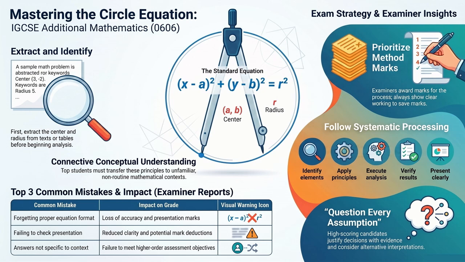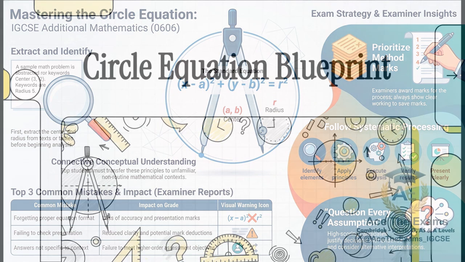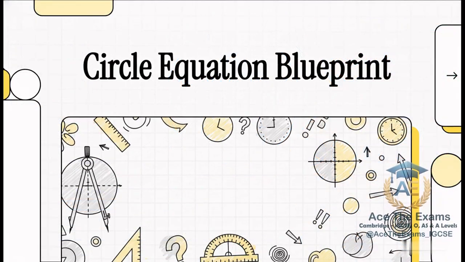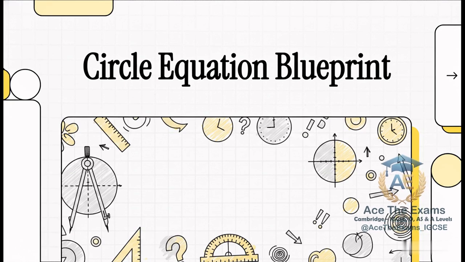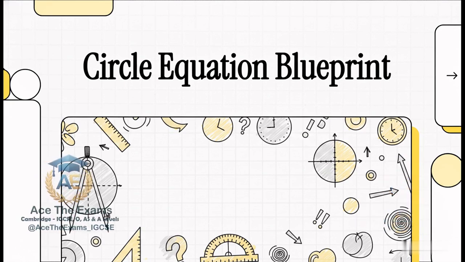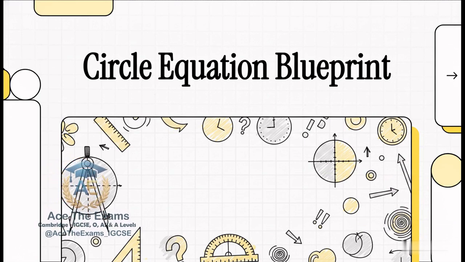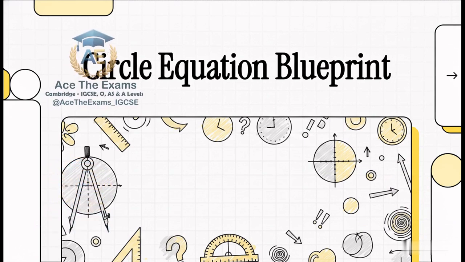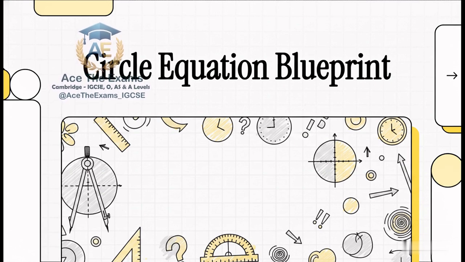Welcome to today's Explainer. We're going to completely decode the Cambridge IGCSE Additional Mathematics 0666 syllabus and really master one of its most foundational topics. Look, if you've ever stared at a blank exam page and felt that sudden, sinking rush of panic, well, you are exactly in the right place. Today, we're zeroing in on the circle equation, but more importantly, we're going to look at exactly what the examiners are actually hunting for when they read your answers.